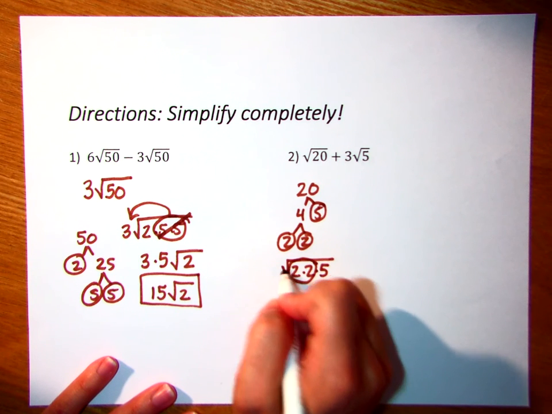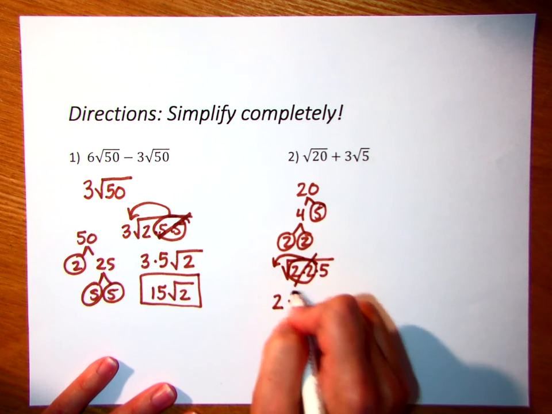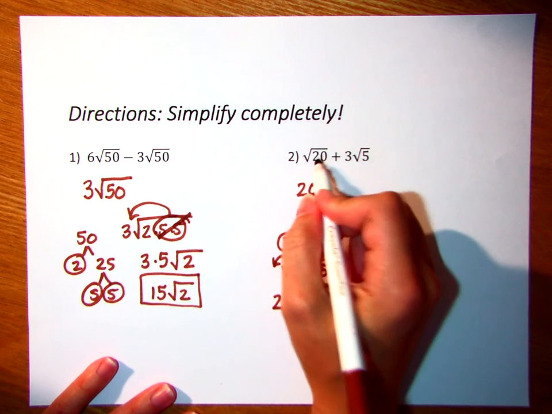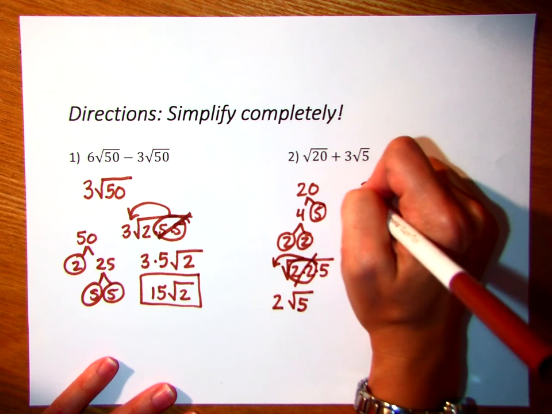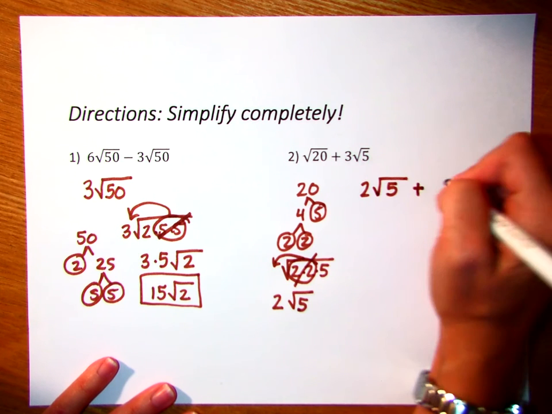And since I'm looking for pairs of 2, I take out that. And remember, you only get to keep one, so it's 2 square root of 5. So this right here, the square root of 20, can be replaced with 2 square root of 5. Plus, we still have this 3 square root of 5.